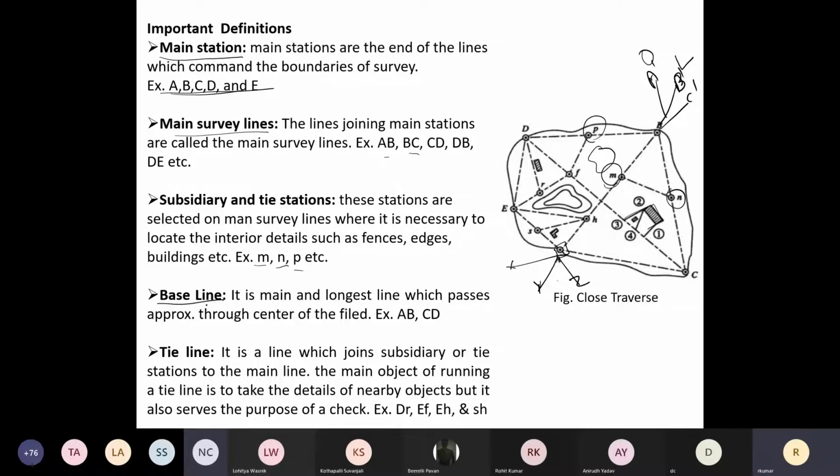Baseline: this is a very important line for the chain survey. This is the longest line which passes through the center of the field, like AB and CD. See, this is my baseline. The accuracy of the chain survey depends upon how accurately you measure this baseline. Why? Anybody can tell me? If you remember the class, can you tell me? The accuracy of this chain survey depends upon the baseline. One of you, please tell.